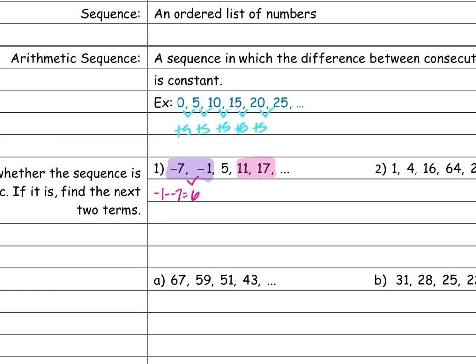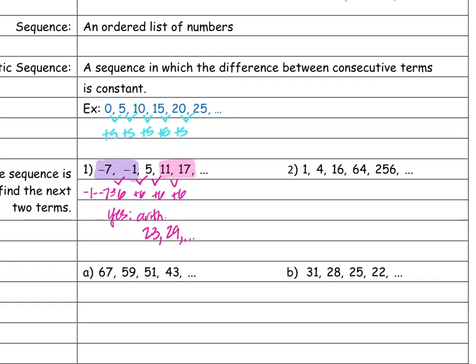So what am I doing to get between them? I'm adding 6. How am I getting from -1 to 5? Well, I'm going to add 6. And 5 to 11, add 6. So is it arithmetic? Yes, it's arithmetic. And my next 2 terms: 17 plus 6 is 23, and 23 plus 6 should be 29. Done. That's all we're going to do for the first one.